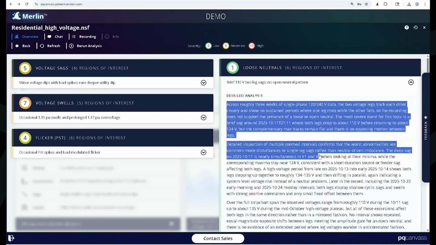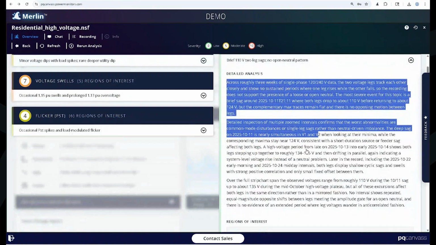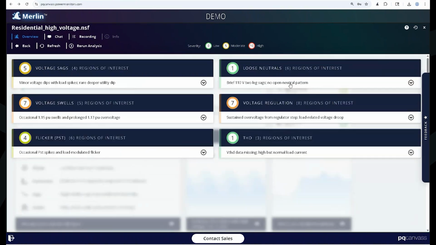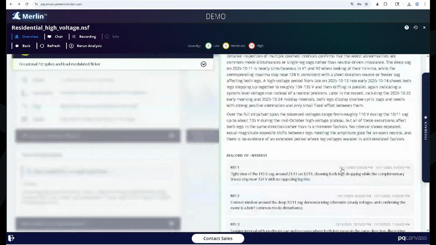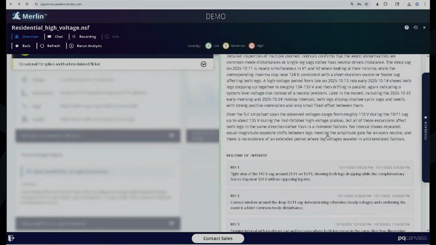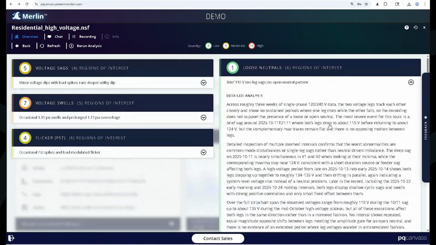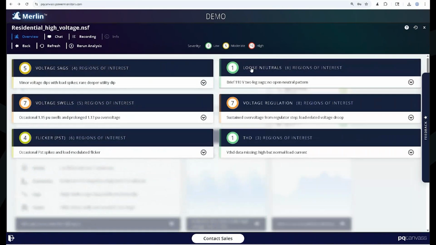There was no loose neutral here. So this part of Merlin is focused purely on, is it a loose neutral problem? And it's looking for those signs of one leg going up, one leg going down, but it didn't find that at all because this is not a loose neutral issue. So these are low severity, and then here are the high severities. So this strip chart section of Merlin is one of those hands-on layers where Merlin looks at raw data.